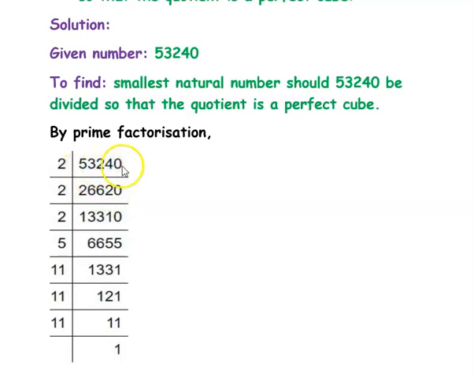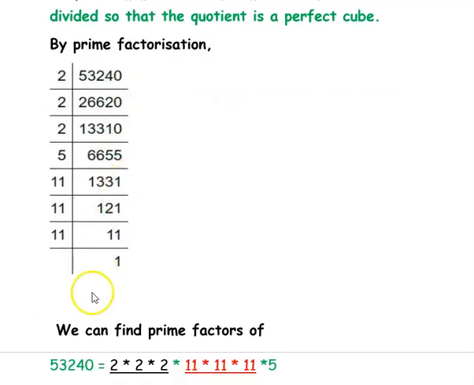So 53,240, first I am dividing it by 2. I get 26,620, which I further divide by 2 to get 13,310, which I further divide by 2 to get 6,655. This cannot be divided by 2, 3 or 4, so I am dividing it by 5. I get 1,331, which I divide by 11. I get 121, which I further divide by 11. I get 11, and 11 divided by 11 gives 1. So these are the factors of 53,240.